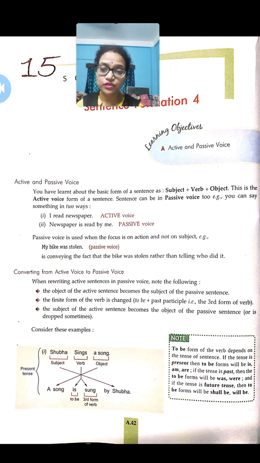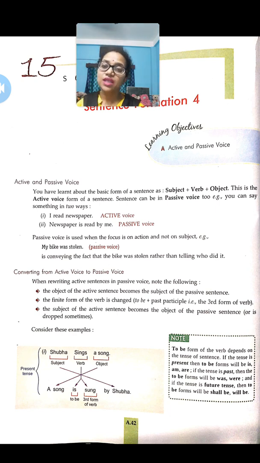So that comes first. Now, if something is given to you in active voice, students, and you have to convert it into passive voice, how will you do it? Let's move on to the example given in your textbook. Shubhra sings a song. Let's first divide this sentence. Shubhra is the subject here. Sings is the verb. A song is the object.